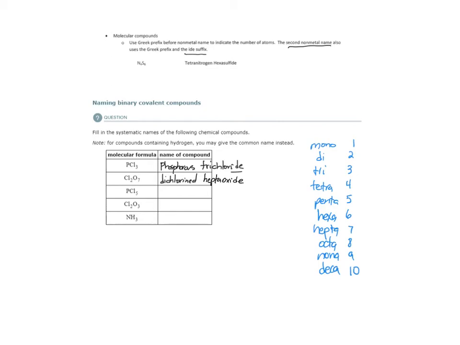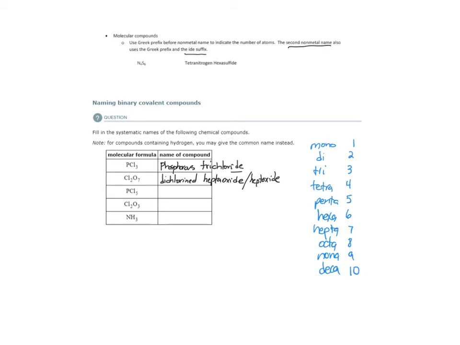Now, you may also see this written as heptoxide. Why? Because this is a vowel and that is a vowel. And so when you have 2 vowels here between the prefix and the name of the nonmetal, you can drop this last letter of the prefix, heptoxide.